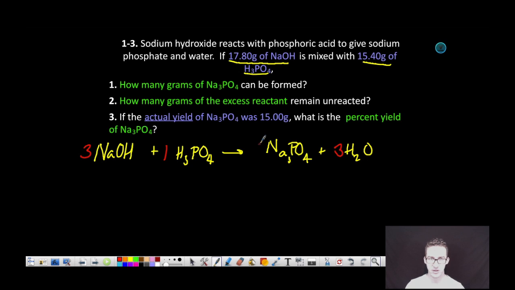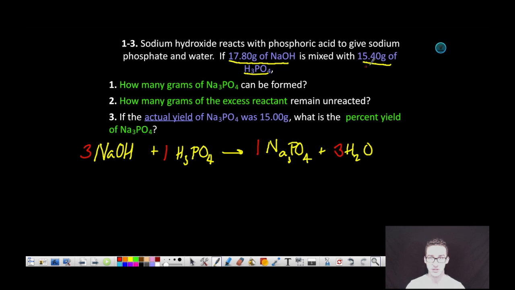Our coefficients here are then 3, 1, 1, and 3. Not necessary that you write in the ones. I just like to, helps me keep things on the up and up. All right, now let's tackle this problem. Number 1 says how many grams of sodium phosphate can be formed. Again, this is a limiting reactant problem.